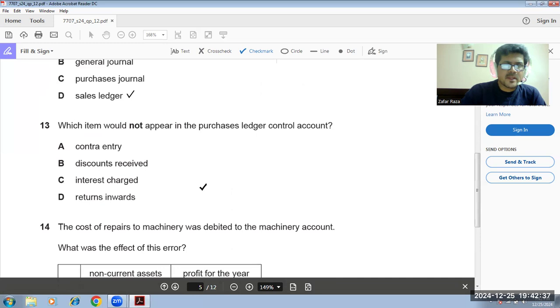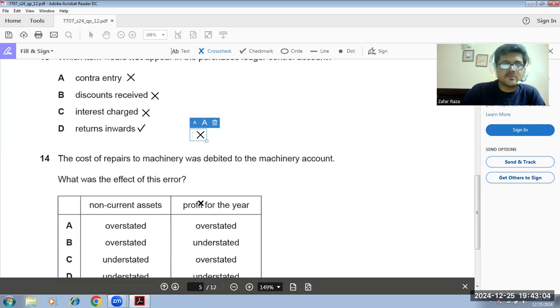13. Which item would not appear in the purchase ledger control account? Return invoice. Yes, sales returns. It has nothing to do with the purchase ledger control account. Contra entry is obviously recorded in both the control accounts. Discount received is going to be recorded in the purchase ledger account. Interest charge could be recorded, but a return invoice belongs to sales. It has nothing to do with the purchase ledger control account.